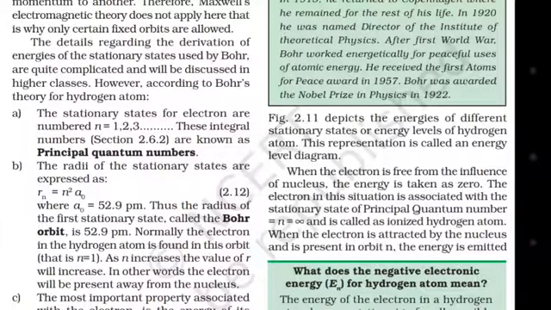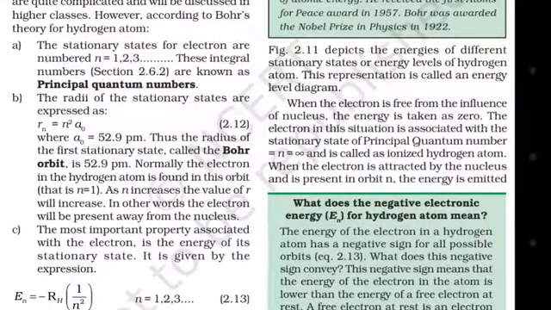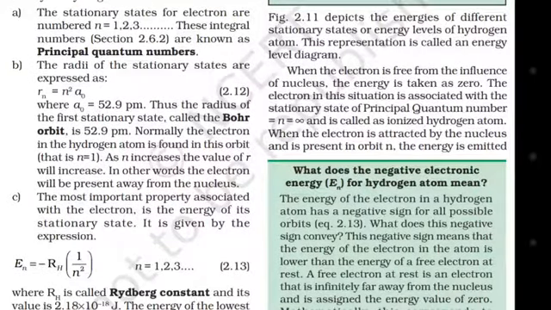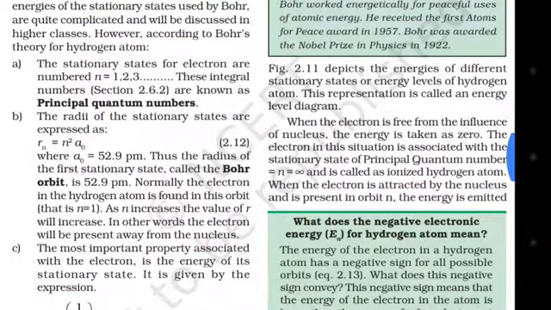However, according to Bohr's theory of hydrogen atom, the stationary states for the electron are numbered n is equal to 1, 2, 3 and so on. These integral numbers, see section 2.6.2, are known as principal quantum numbers. The radii of the stationary states are expressed as r_n is equal to n square a naught, equation 2.12, where a naught is equal to 52.9 pm. Thus, the radius of the first stationary state, called the Bohr orbit, is 52.9 pm.